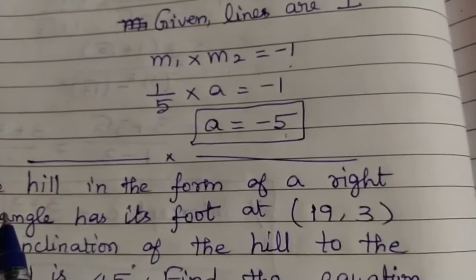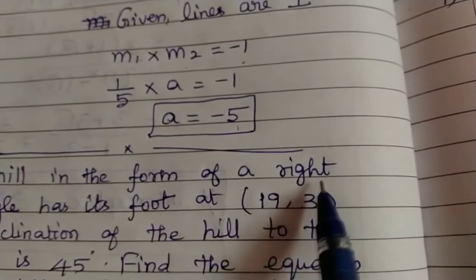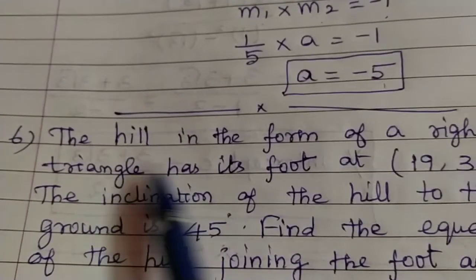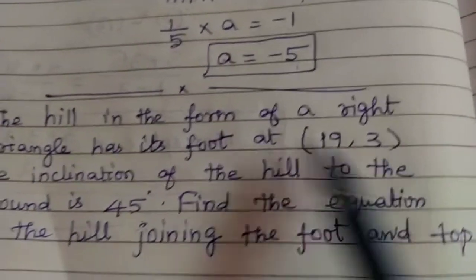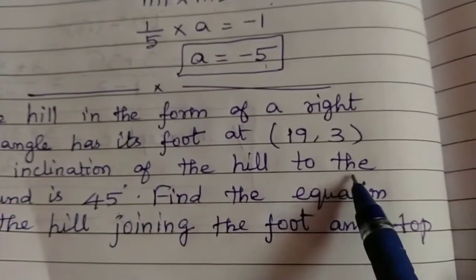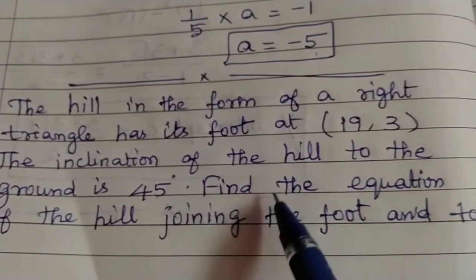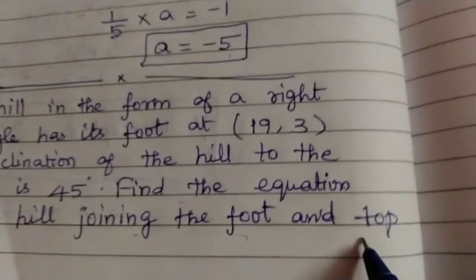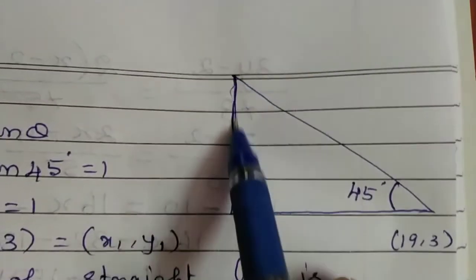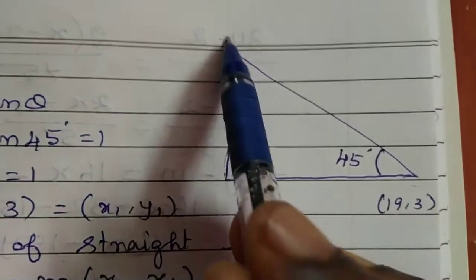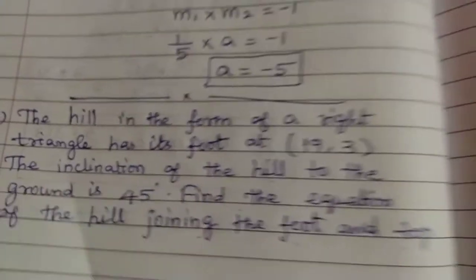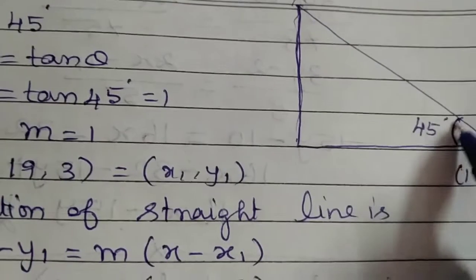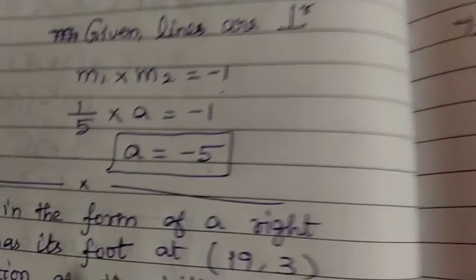See the sixth sum. The hill in the form of a right triangle has its foot at 19 comma 3. The inclination of the hill to the ground is 45 degrees. Find the equation of the hill joining the foot and the top. Now I will take this one as a hill, a right triangle hill. The angle of the hill to the ground is 45 degrees. Now I will take this one as 45 degrees. The foot is at 19 comma 3.